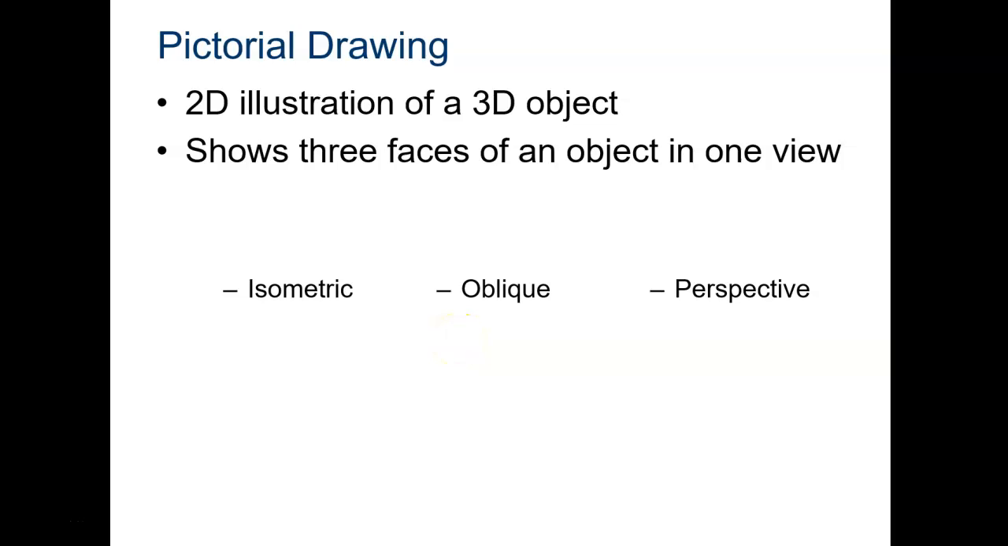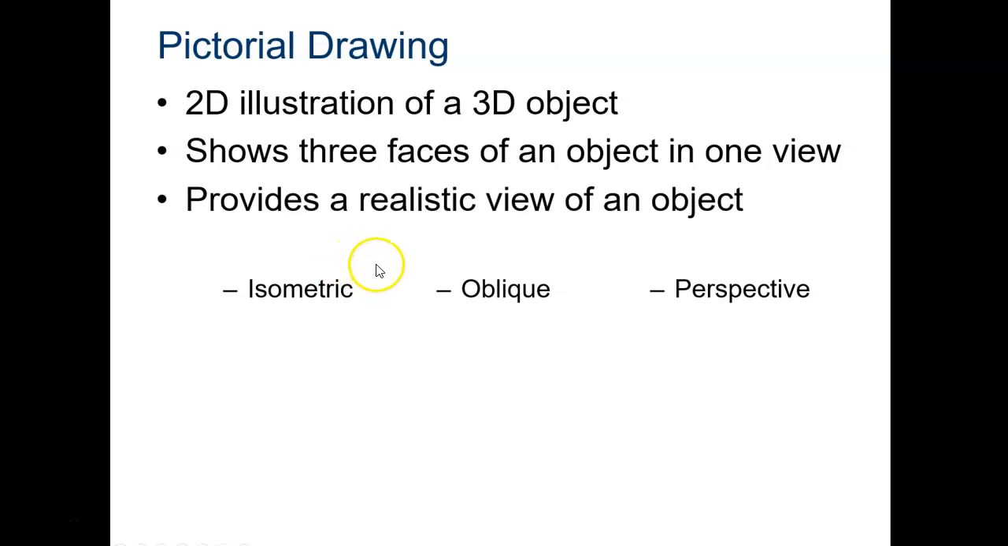For this lesson, we're going to cover pictorial drawing. A pictorial drawing is a 2D illustration of a 3D object. It usually shows three faces of the object in one view. Here are the three names of pictorial drawings that we use in engineering: isometric, oblique, and perspective.